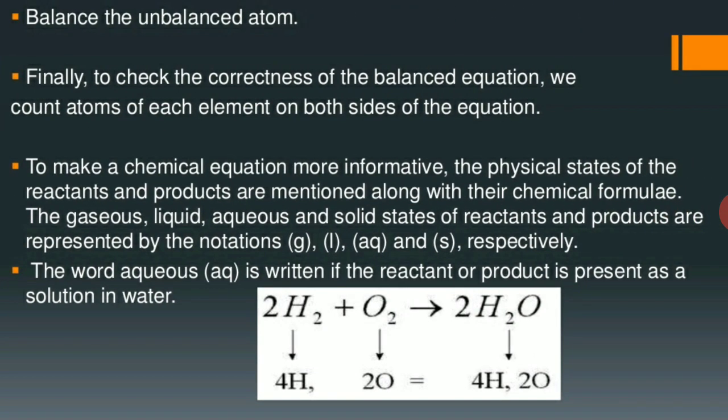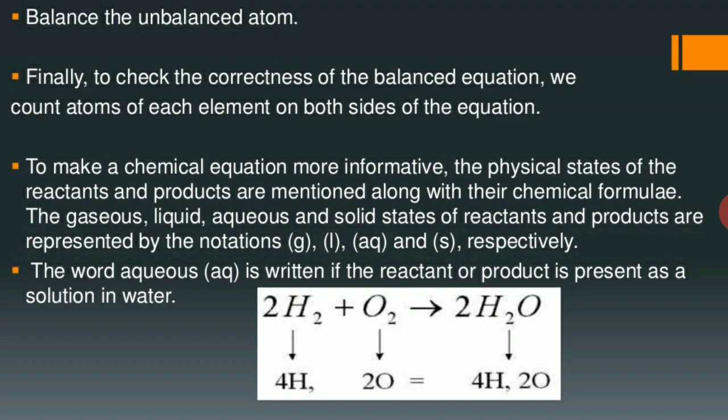Then make the number of atoms equal on both sides. Here we have an example for a balanced chemical equation: the reaction between hydrogen and oxygen to give water. This equation is actually balanced.